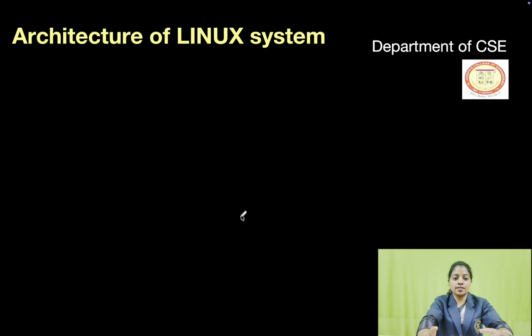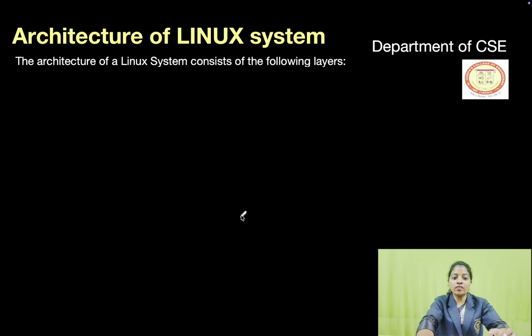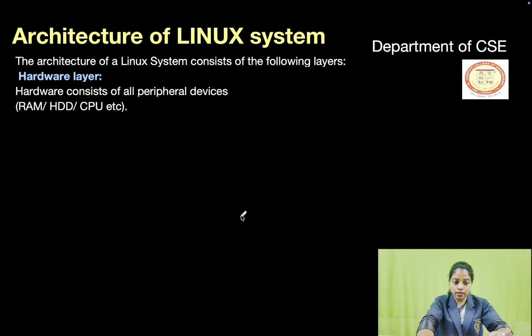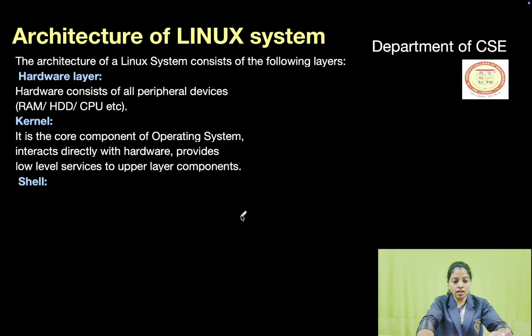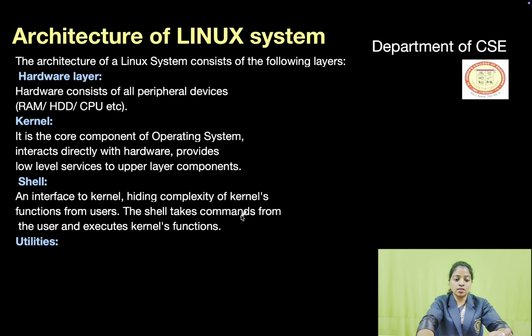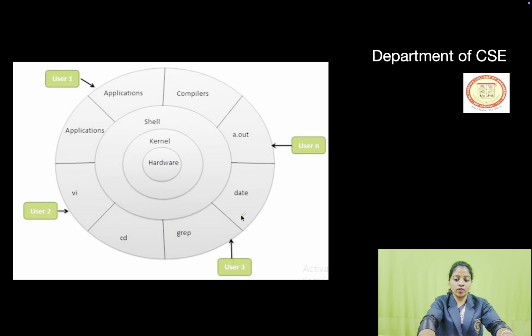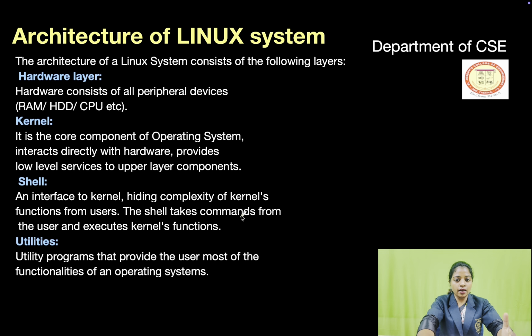Okay, next we can see the architecture of the Linux system. The architecture of the Linux system consists of the following layers. The first one is the hardware layer, the second is the kernel, the third is the shell, and the fourth is utilities. So this is the architecture of the Linux system. Let's see the layers one by one.